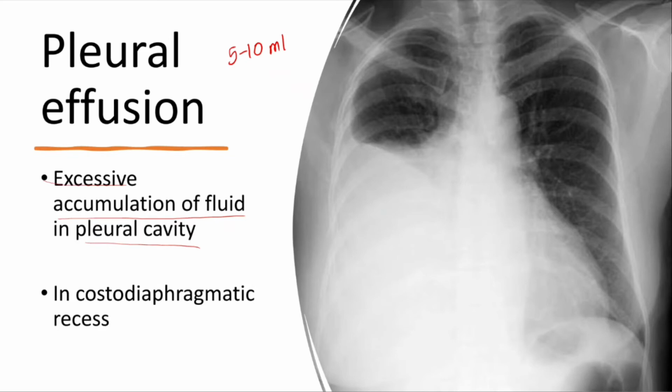It usually occurs due to inflammation of the pleura, and the pleural effusion leads to decreased expansion of the lung on the side of the effusion. Clinically, it can be detected by decreased breath sounds and dullness on the percussion on the site of effusion.